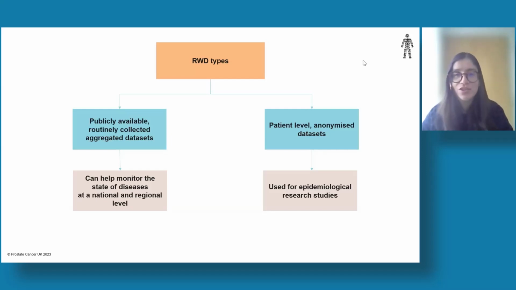Then we have the patient-level anonymized data sets, and these are what we use for epidemiological research studies and to understand public health in more detail. These are data sets that are anonymized, so their IDs and names are removed so that you cannot identify the patient easily, but you get information for every patient that has some specific characteristics that you decide, and then you use that to look at more complex things, like let's say disease risk, for example, or the characteristics that are more likely to affect a certain disease outcome.